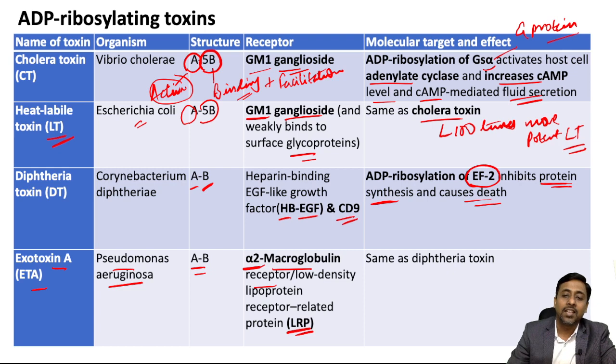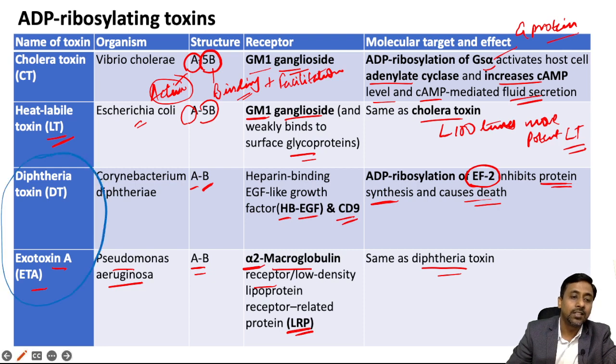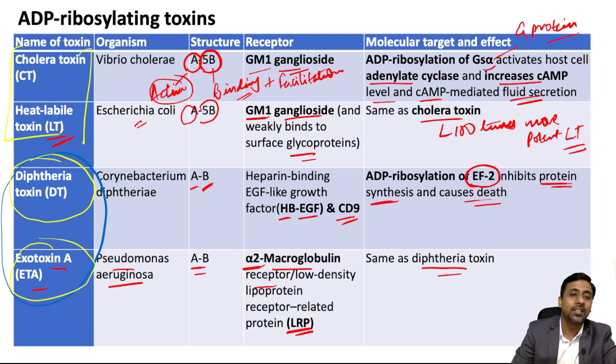Okay, and the action is similar to that of diphtheria, so that it will also do ADP ribosylation of elongation factor 2 and inhibit the protein synthesis and causes cell death. So these two have got similar mechanism of action. This diphtheria toxin and exotoxin A, these two have got similar mechanism of action, that is cholera toxin and heat labile toxin. Okay.